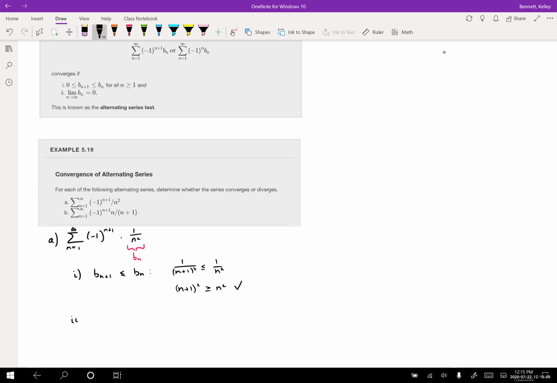The next thing we need to show is that the limit as n goes to infinity of b sub n equals 0. So we're just going to take the limit as n goes to infinity of 1 over n squared, and that is definitely 0. So we conclude that the given series converges.